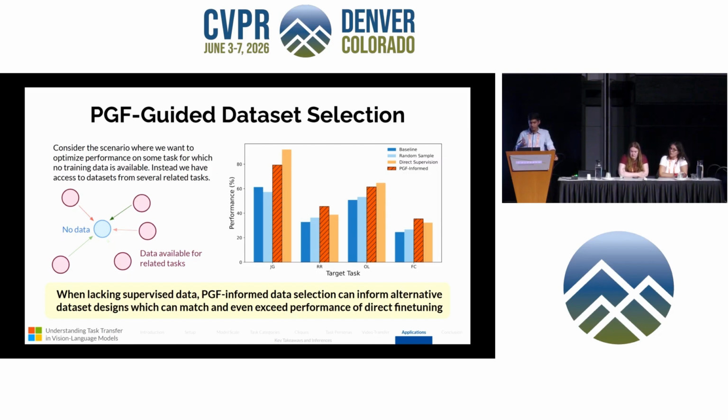We can take the previous analysis and find which tasks transfer the most to counting and create an informed data mixture from the other tasks. And we find that this informed data mixture can actually match and even exceed performance of directly fine-tuning on counting. And this has several implications in creating efficient data mixtures.